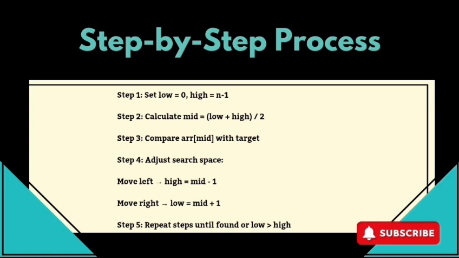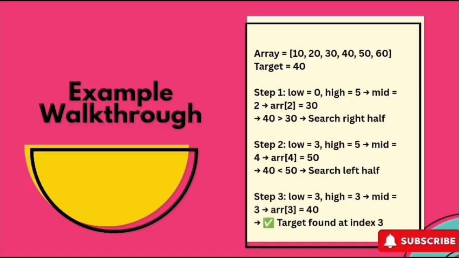Here is the step-by-step process. First, we set the low pointer to 0 and high to n-1. Then we calculate the mid value, compare array[mid] with the target, and accordingly adjust the search space, and we repeat these steps until the target is found or low is greater than high. Here is a simple example.